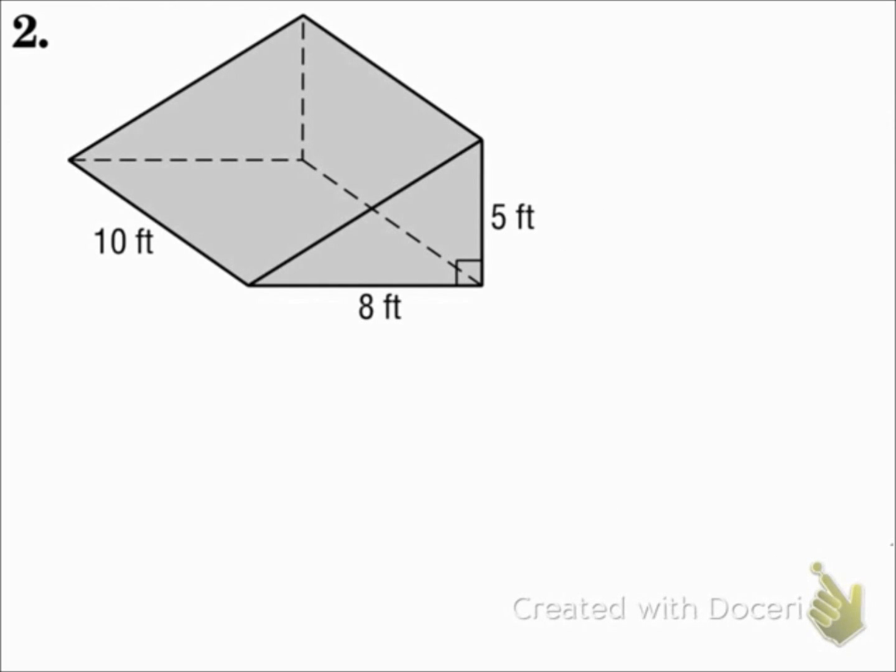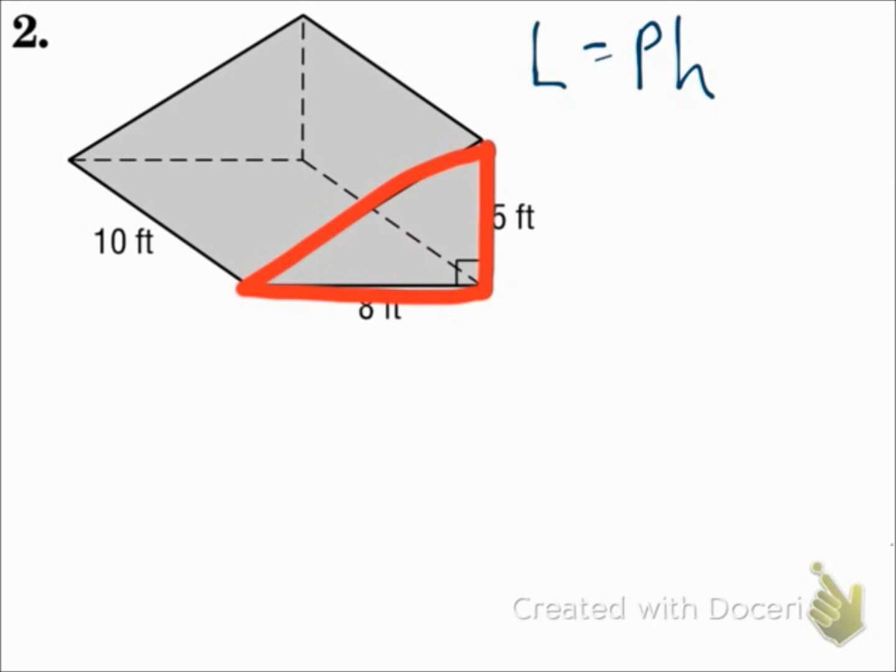Here we have a triangular prism. For the lateral area, we'll use the formula L equals pH, where P is the perimeter of the base and H is the height of the prism. The base is a triangle, so we need the perimeter of that triangle. We know two sides of the triangle. It is a right triangle, so I can do the Pythagorean theorem to find the third side.